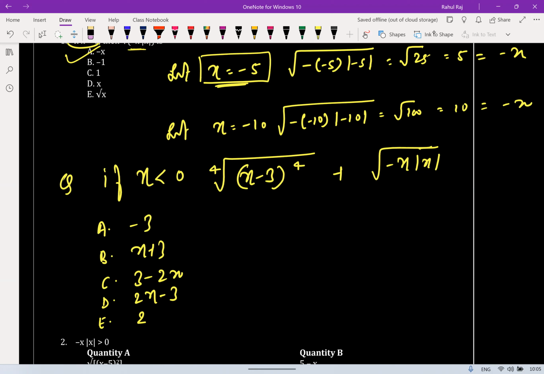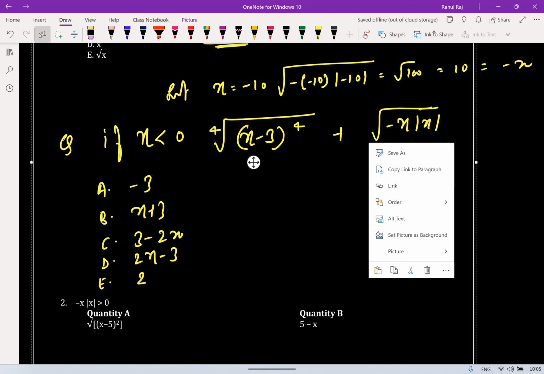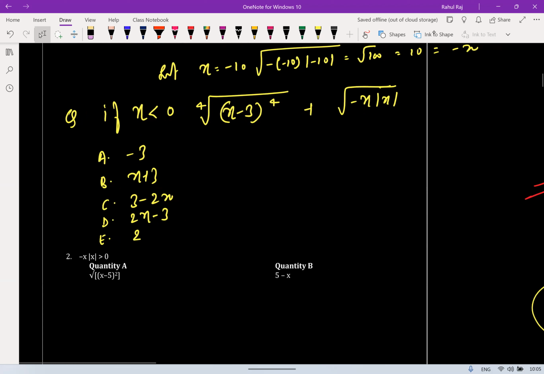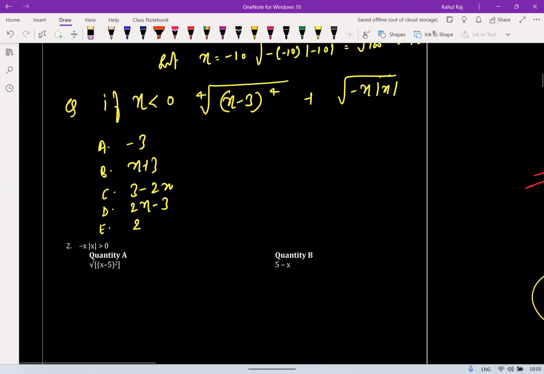But I don't know how to do these kinds of questions with to the power of 4. You don't have to know. Technically, you don't have to know in this question. That's why I told you, it may look a bit tough, but it is not as tough as it seems. It's just pretending to be a very tough question, but it is not.